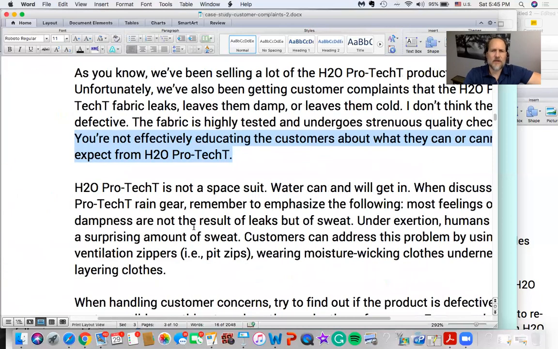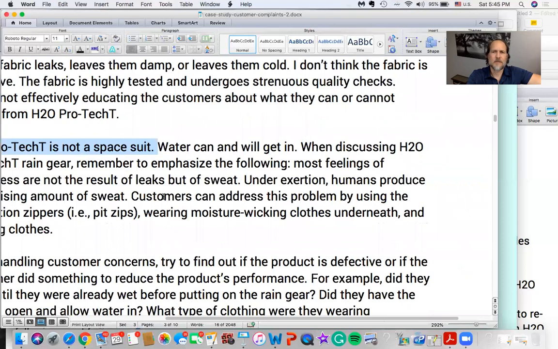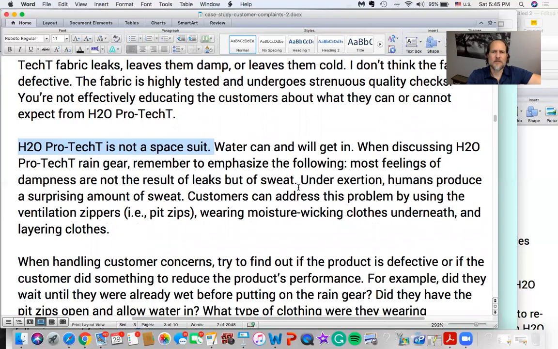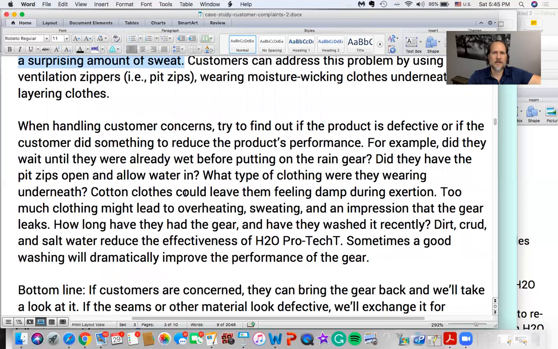Couple other things, let's run them through quickly. "H2O Protec is not a spacesuit." What do you think about the tonality there? I'm just going to leave it there. "Under exertion, humans produce a surprising amount of sweat." Didn't know that. We'll just leave it there.